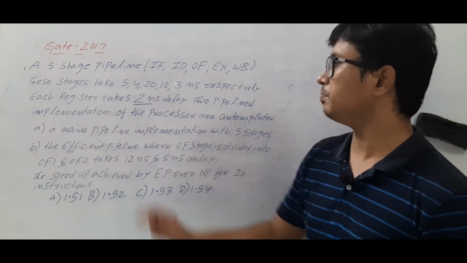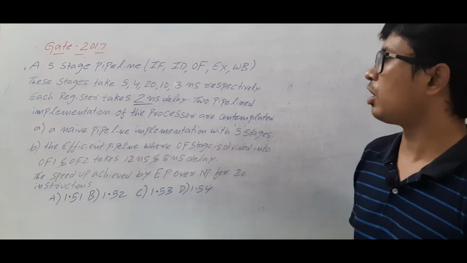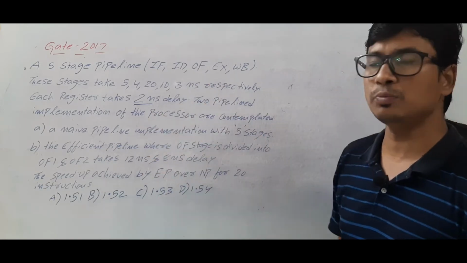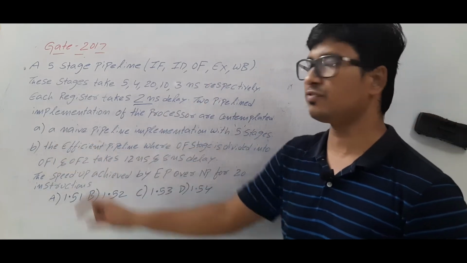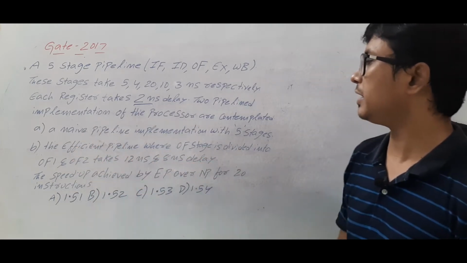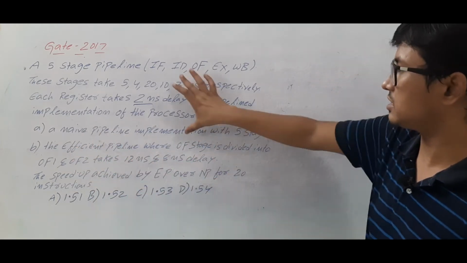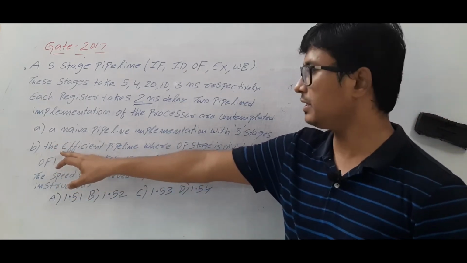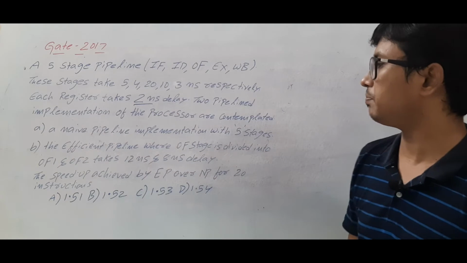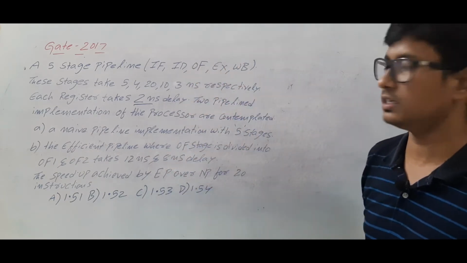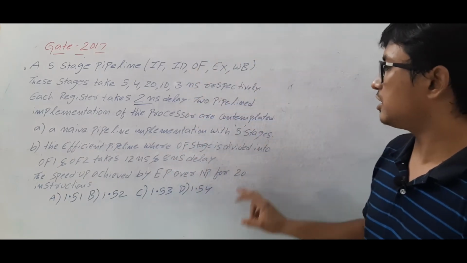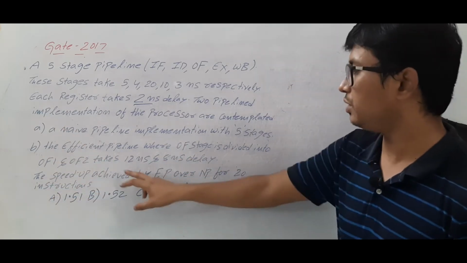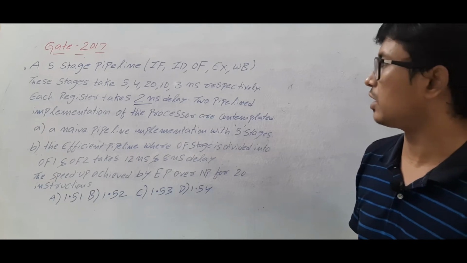Two pipeline implementations of the processor are contemplated. So they have implemented the same one using two pipeline architectures. What is the first one? It is a naive pipeline implementation with 5 stages. This is the same thing. Now they have implemented another one, the efficient pipeline, where OF, which is stage 3, is divided into two stages as OF1 and OF2, with 12 nanoseconds and 8 nanoseconds.